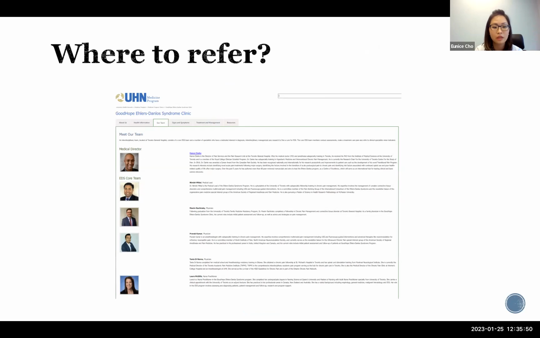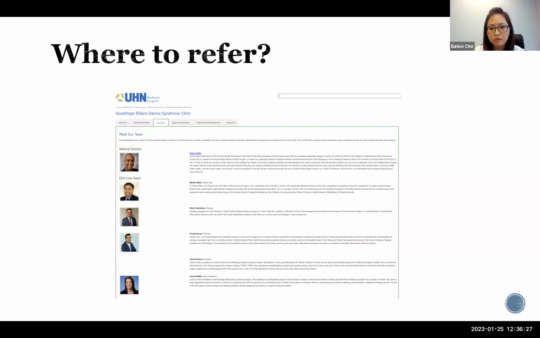I came across this clinic at UHN. They have a Good Hope Ehlers-Danlos syndrome clinic downtown at the Toronto General Hospital. They have more than 30 people involved in this care team, from physicians to RNs to social workers, PT, OT, dietitians, psychologists, and lots of pain specialists. Most of them are anesthesiologists, and some are family doctors coming from the pain training. As well as the medicine subspecialists, cardiologists, GI, respirologist, and neurologist as well.